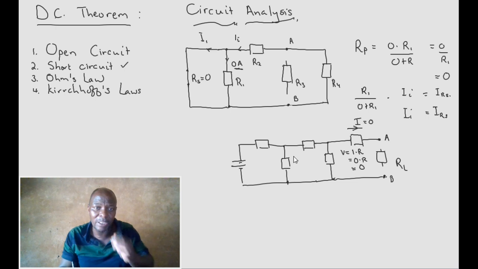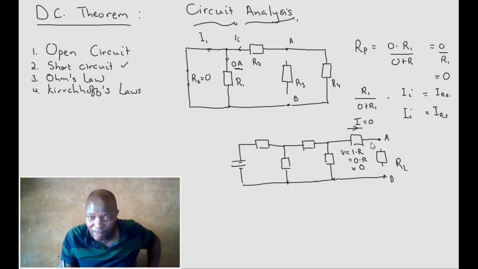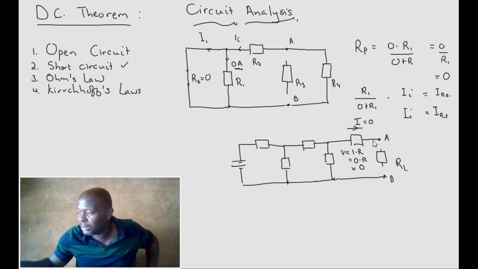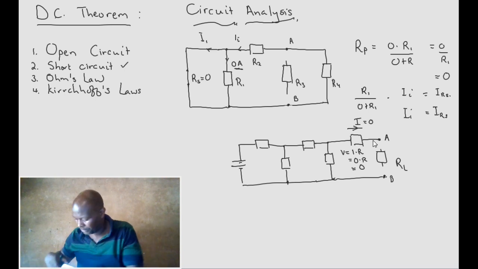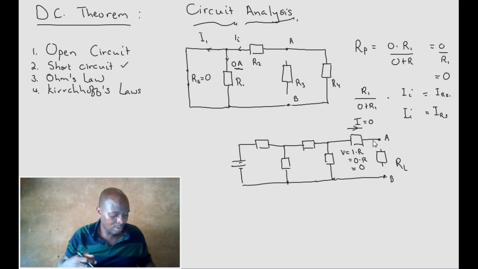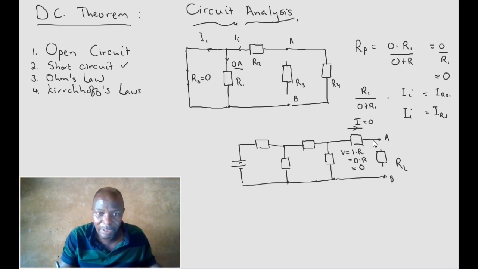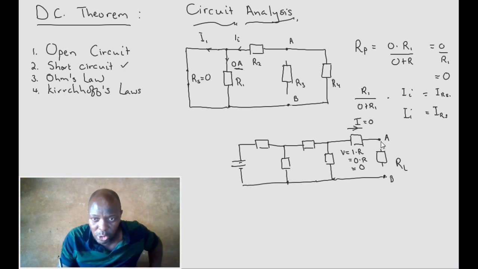The short has the effect to actually cut out the resistors, but the open does not cut out resistors. What it does is cut out the currents and the voltages.